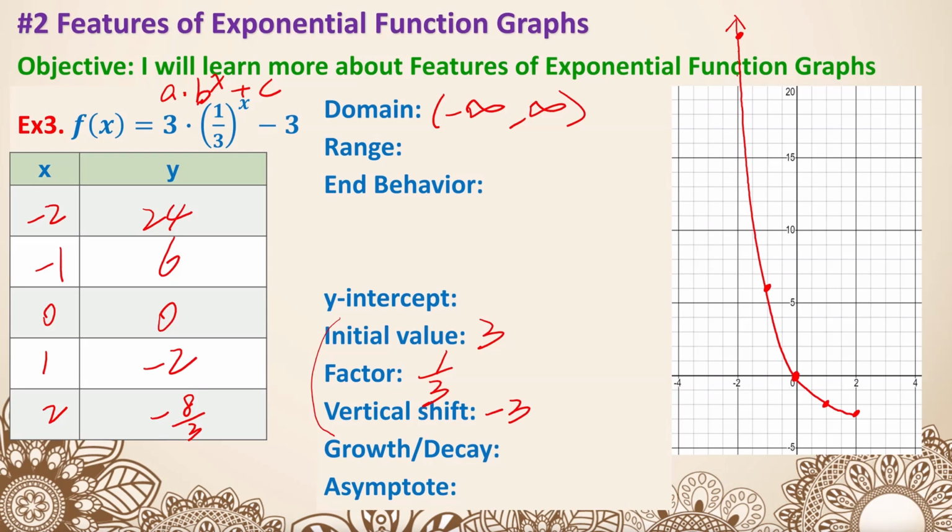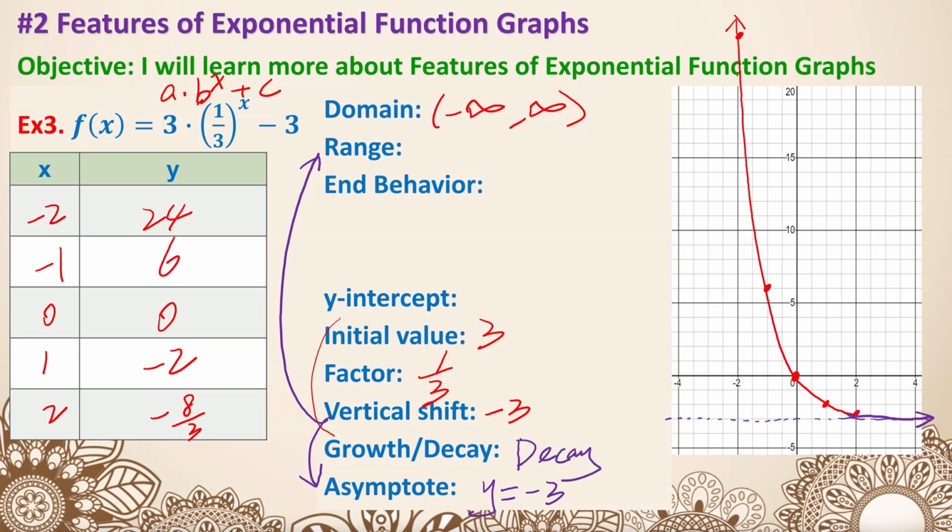And again, the vertical shift is going to help us identify the asymptote, the range, and the end behavior. So vertical shift is -3, which means the asymptote is y equals -3. Let's draw the dotted line at -3. We also know this end is approaching -3, never crossing it. You can clearly see from left to right the graph is going down, it's decreasing. So that is going to be decay.